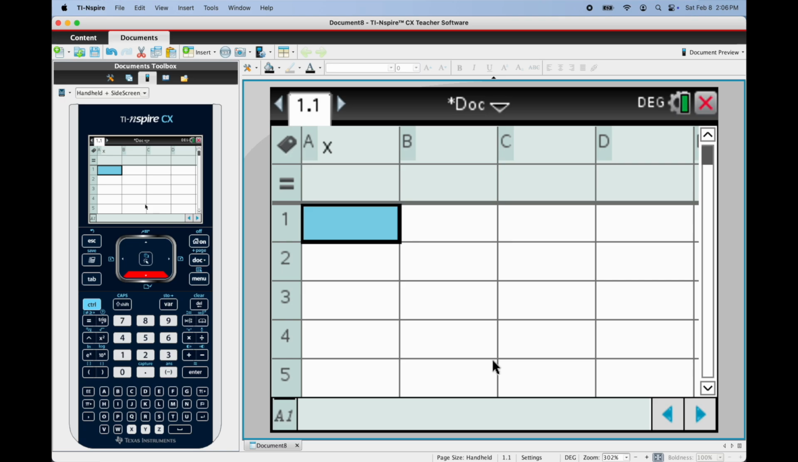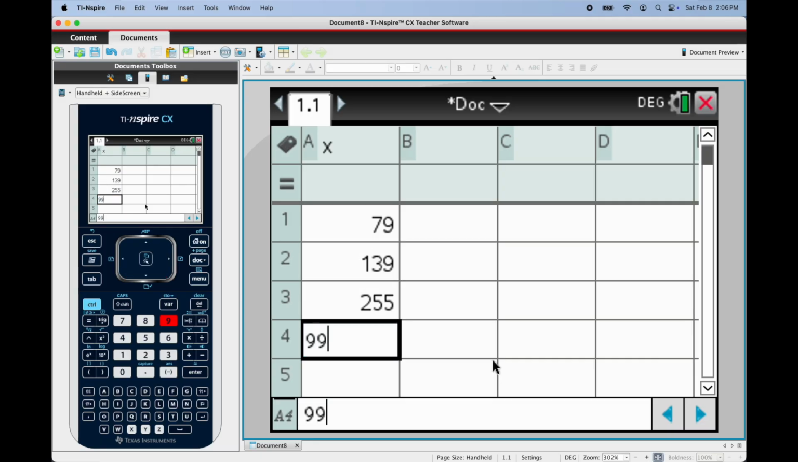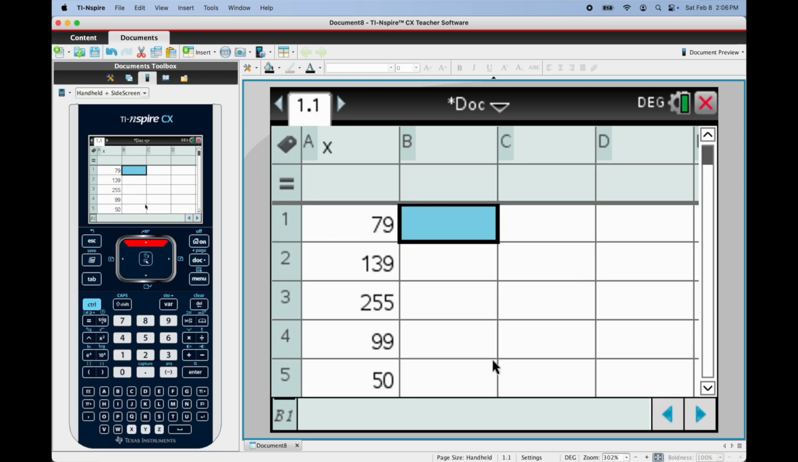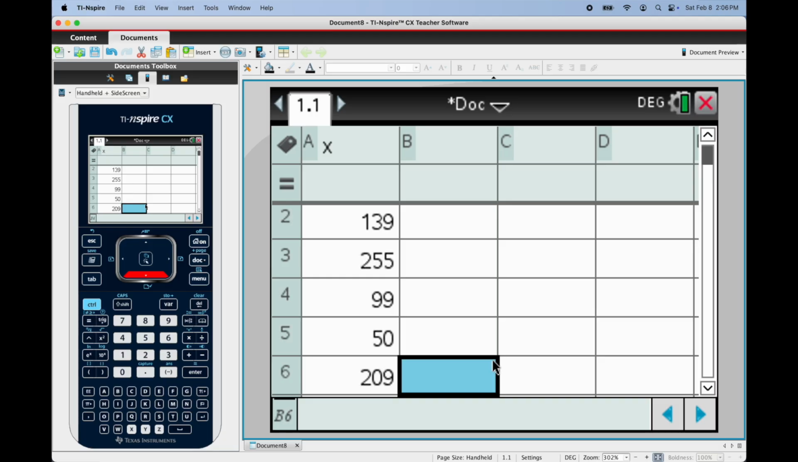In this case, it's just one variable, just the prices. So 79, 139, 255, and so on. 229 and 49. I think it's always a good idea, or at least a decent idea, to check through the values just to make sure that everything is correct. Okay, looks good. Alright, so we need to find the mean and standard deviation.